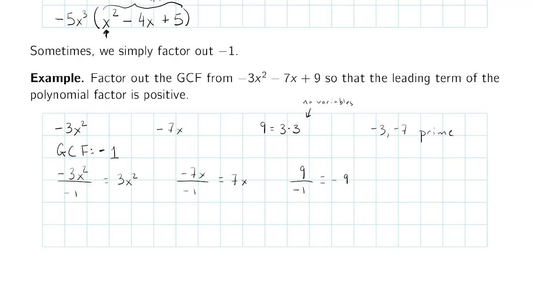And so our polynomial becomes negative 1 times 3x squared plus 7x minus 9.